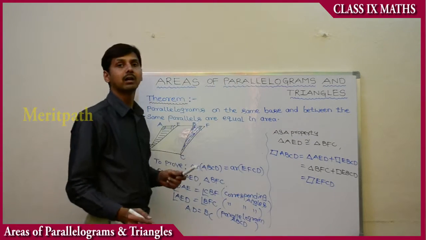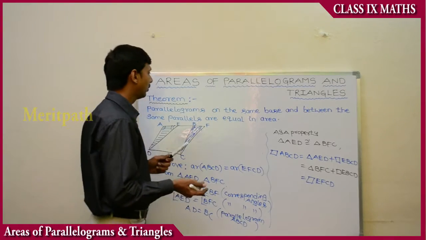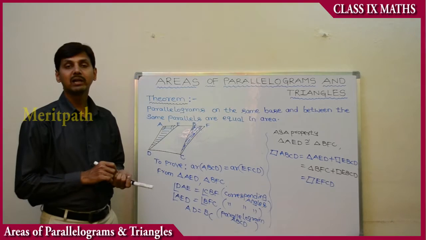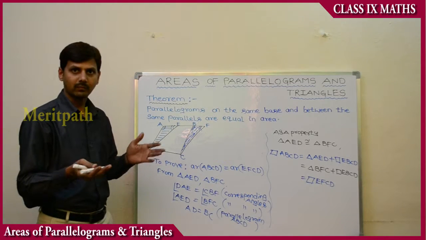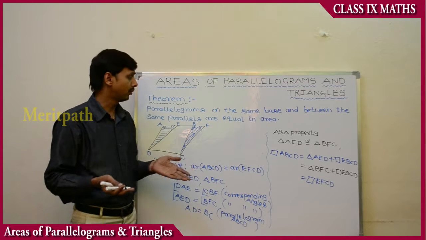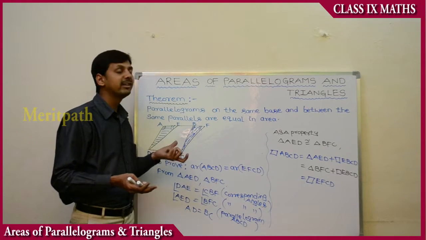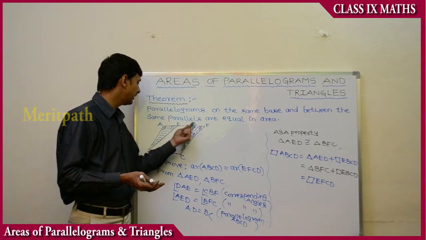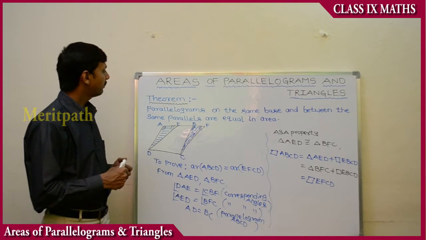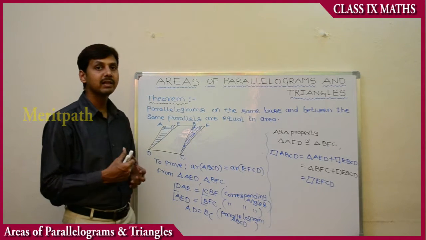Then we got here the two parallelograms are equal. If the two parallelograms are equal, then we can consider they are equal in area. So it's according to the areas only we have considered just before. So the area of parallelogram ABCD is equal to the area of parallelogram EFCD. So the theorem is: parallelograms on the same base and between the same parallel lines are equal in area.